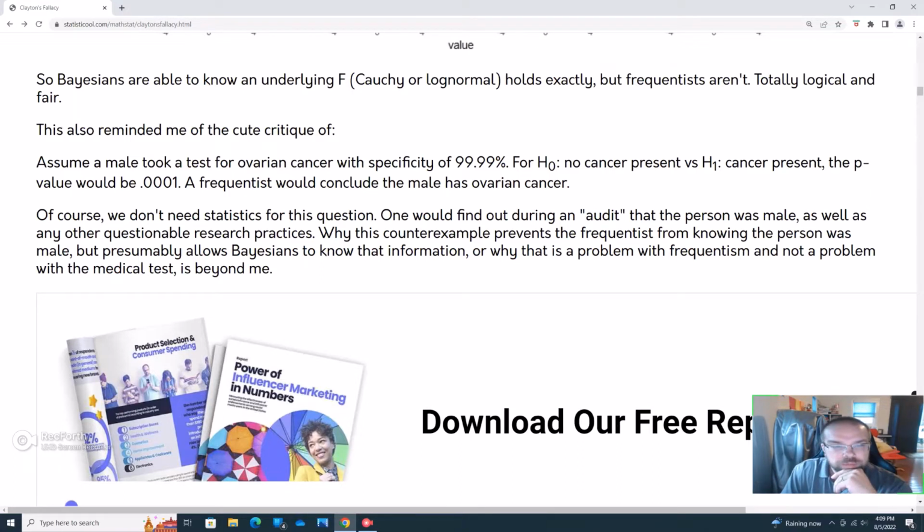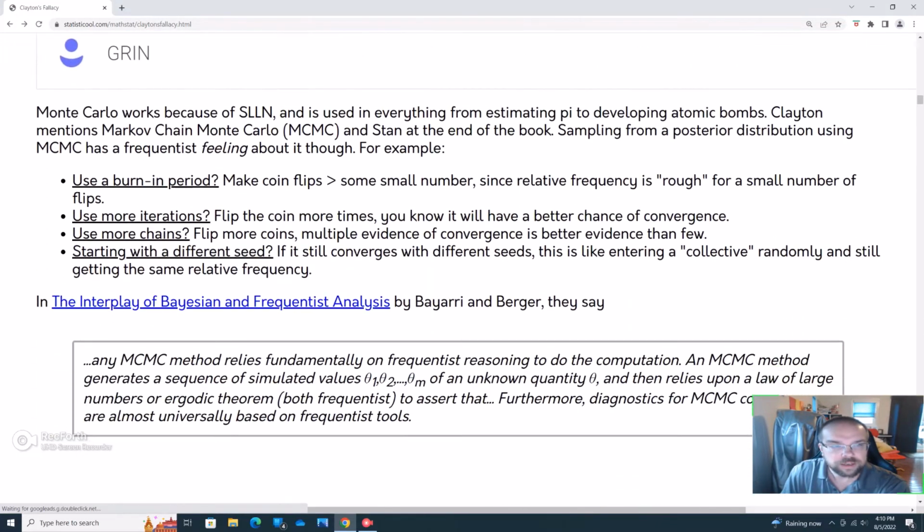Now Clayton didn't say that, by the way. That was one I found somewhere, but we don't even need statistics for this question. You would find out in an audit that the person was male, as well as any other questionable research practices. And why this is damning for frequentism, I don't understand. Why are the frequentists prevented from knowing the person was male, but the Bayesians are allowed to know that? Or why is it a problem with frequentism and not a problem with the medical test or something? You could do the exact same kind of cute little example, and instead of a p-value, substitute Bayes factors or substitute posterior probability there. It would still be the same criticism. So it's not specific to frequentism at all just because you're doing a hypothesis test.